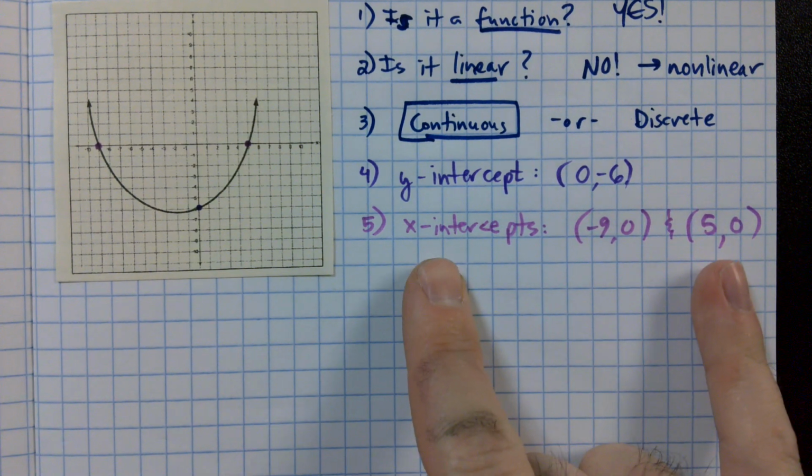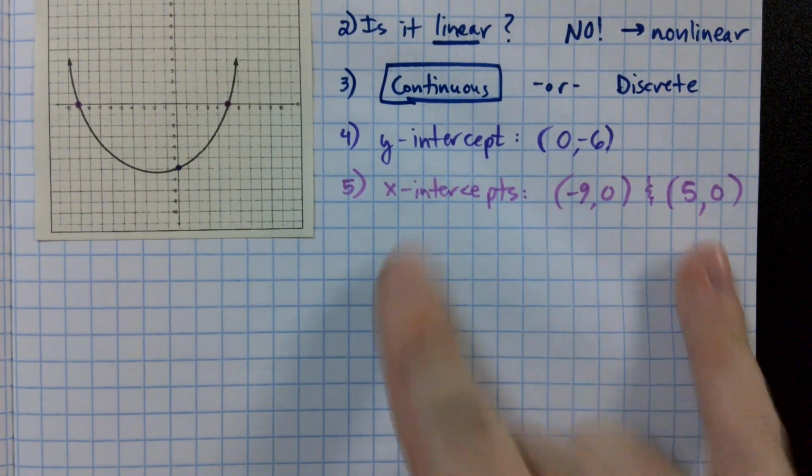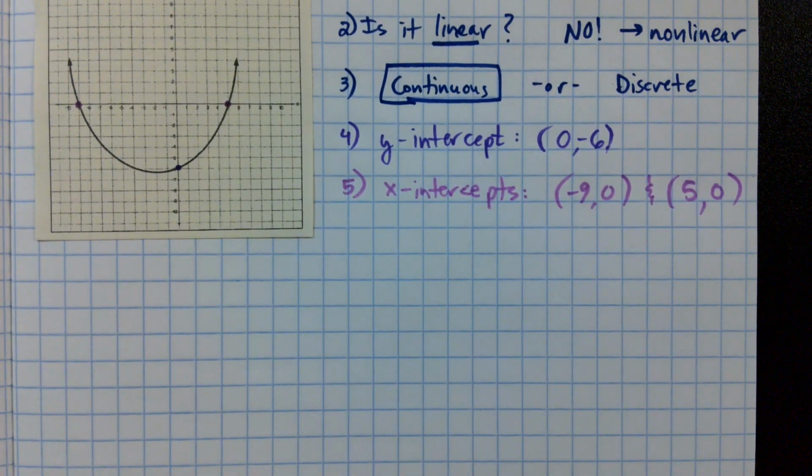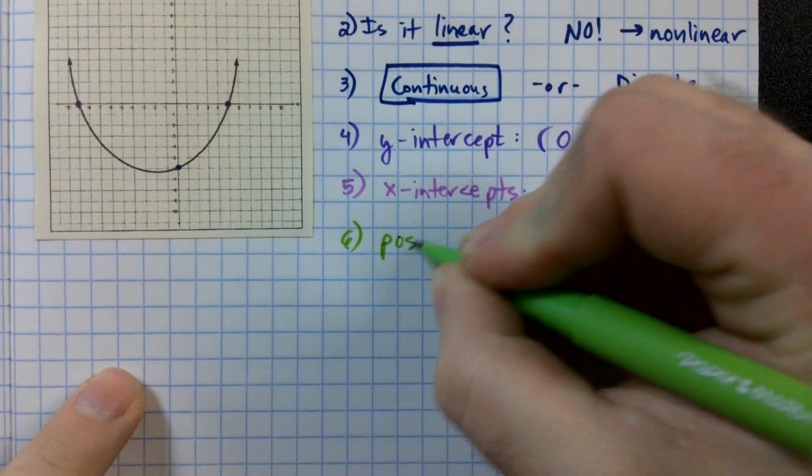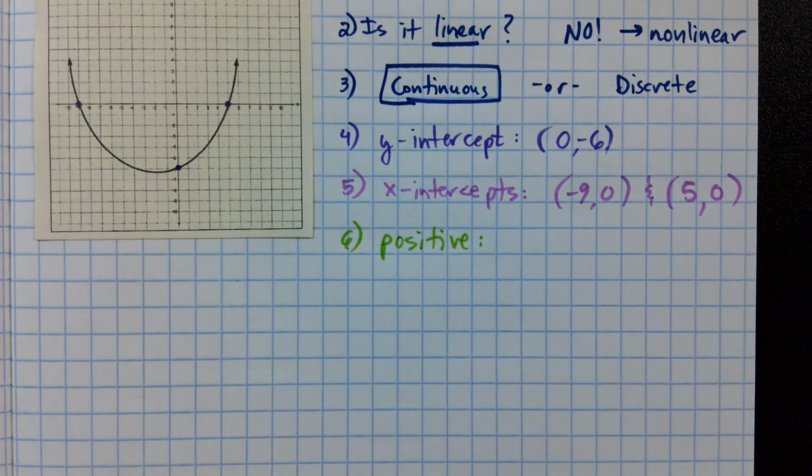Okay, now that we know the x-intercepts, I can write my positive and negative intervals. Which part of this little U-shaped function is above the x-axis? Look at it real quick. Is there any part of our function above the x-axis? Yes. Do you guys see what those parts are?